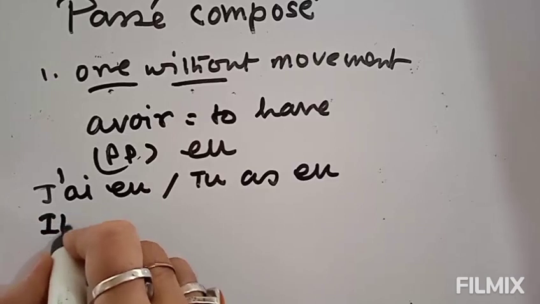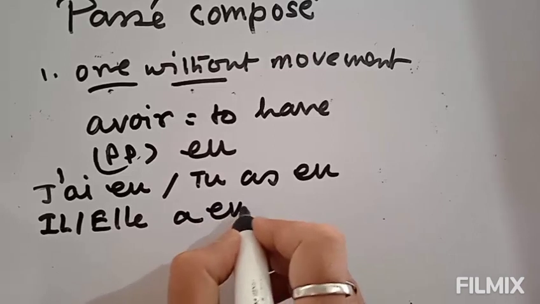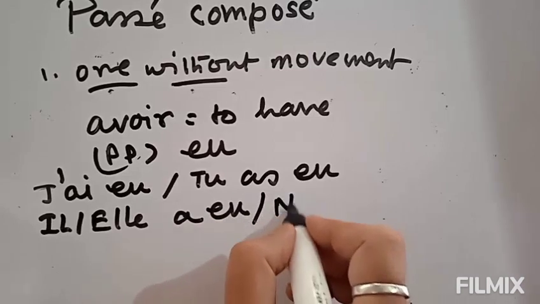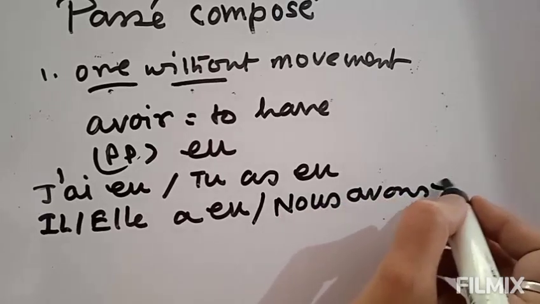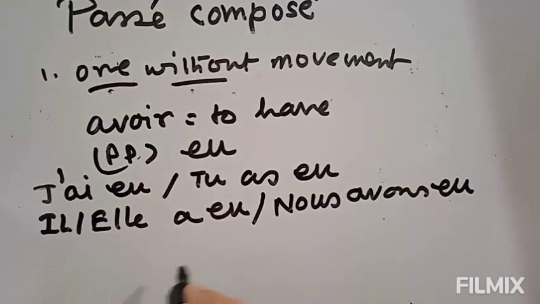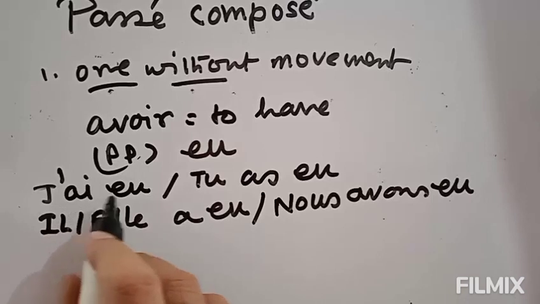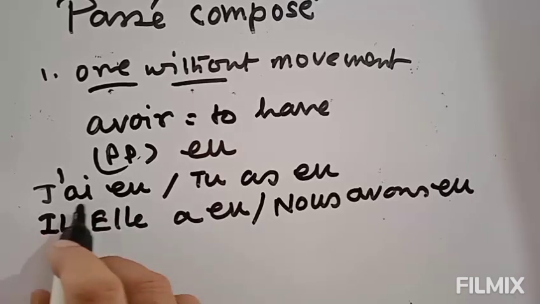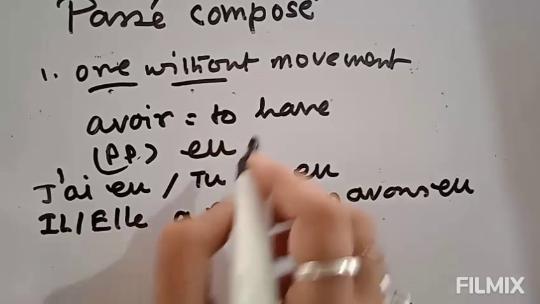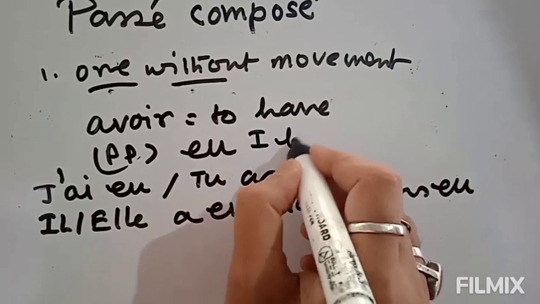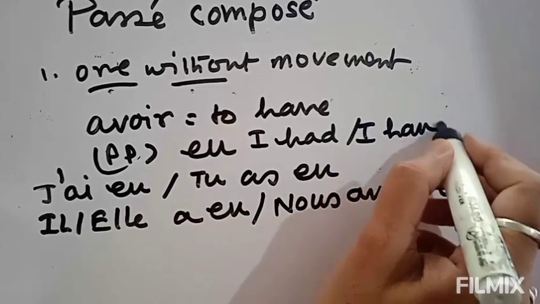Il, elle a eu. Nous avons eu. These are the passé composé of the verb avoir. First, I am taking the present of avoir, then I am using the participe passé. So, j'ai eu means I had or I have had. Okay. The English meaning is I had or I have had.